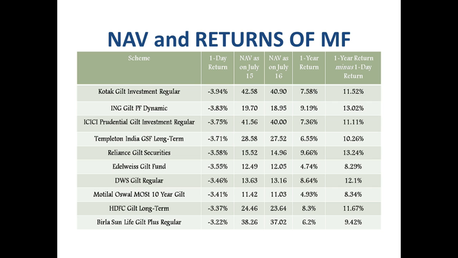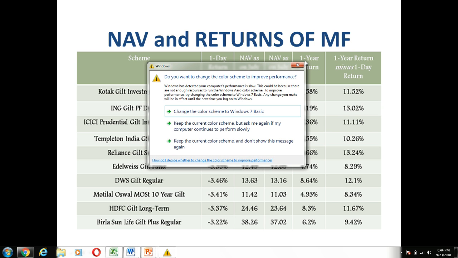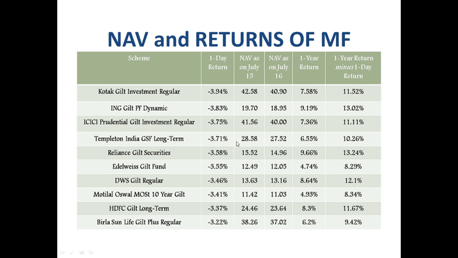So NAVs are just a price at which we buy or sell a single unit of the mutual fund in the market. It doesn't mean that the fund which is having the higher NAV will be giving the higher return, or the fund which is having the lower NAV will be giving the lower return. It does not mean that.